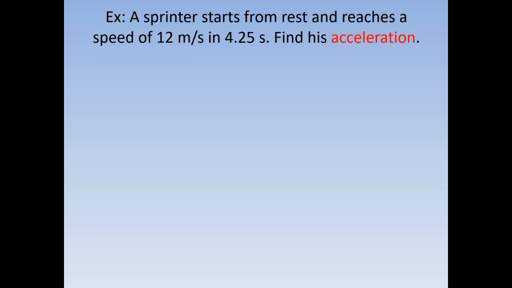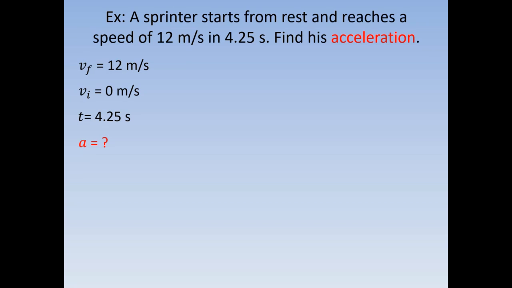So let's say we have a sprinter that is starting from rest and reaches a speed of 12 meters per second in 4.25 seconds. Find his acceleration. So what do we know in our problem? When we talk about finding the knowns and the unknowns, this is what I mean. VF would be the final velocity. So he reached a speed of 12 meters per second.